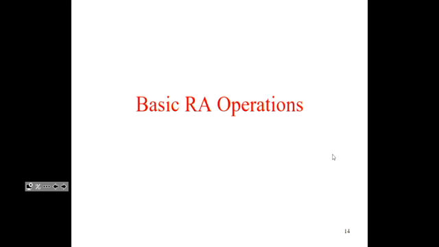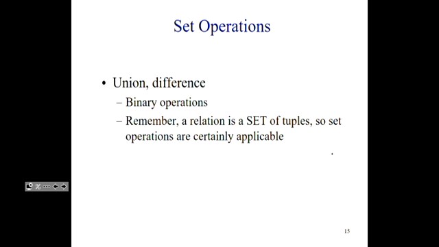Okay, so let's start talking about the basic relational algebra operators. The basic set operators are union and difference. These are binary operators, and they operate on 2 relations at a time. The way to think about these operators is that a relation, like I said earlier, is a set of tuples, a collection of tuples. So you can do pretty much the same kind of set operations with relations that you would do with ordinary sets. Okay?